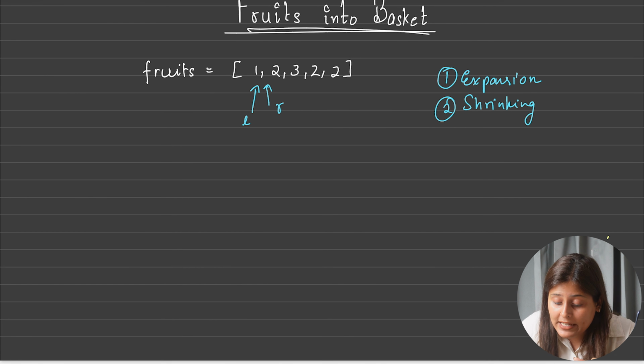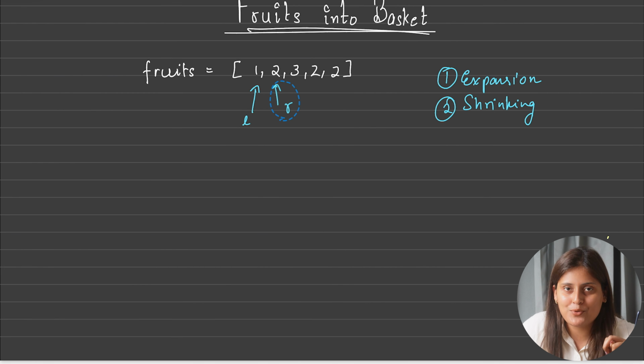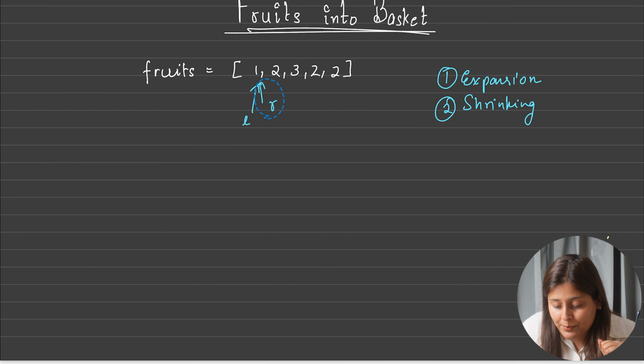We will expand this right pointer ahead until we have only two different types of fruits in our hash map or basket. Okay, so we will move right from here to here, then on 3, and when it comes on 3, we have to stop it.